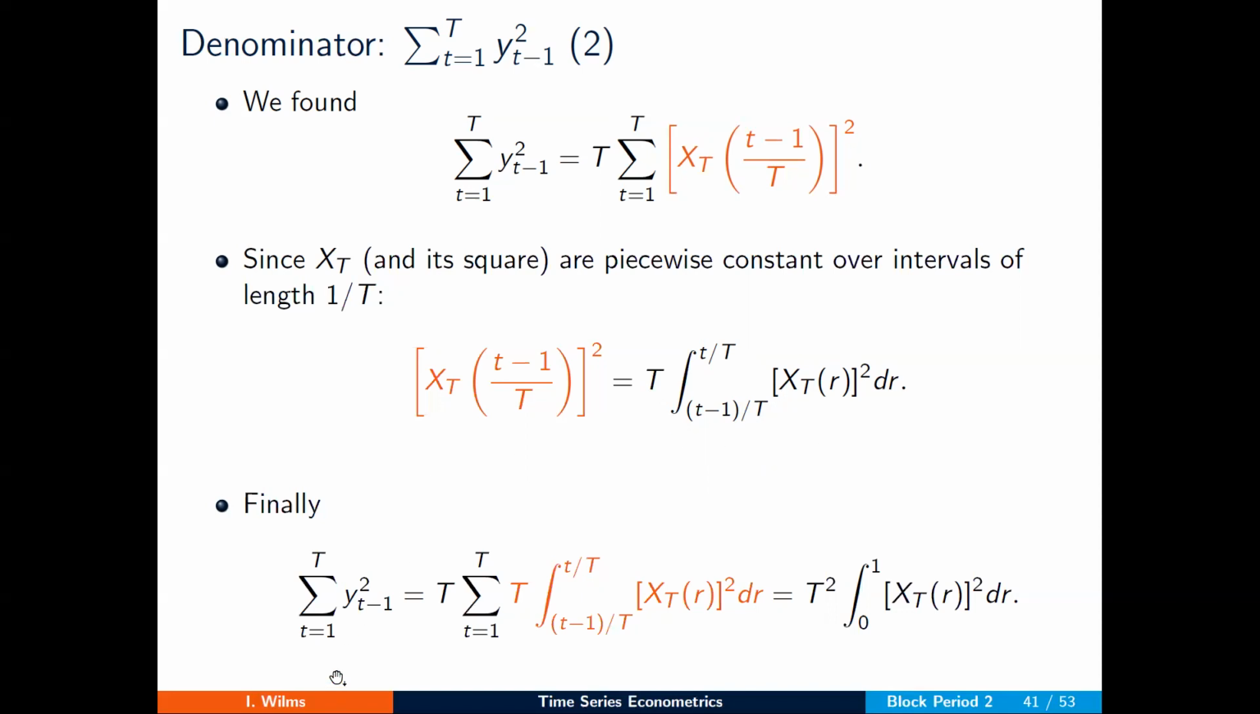Now, if we finally need to sum up all of these areas under the curve, namely from t equals 1 up until capital T, or alternatively, we just need to sum up these integrals from r equal to 0 up until 1, we're just left with this expression over here. Okay, so I already managed to rewrite the denominator in this form.